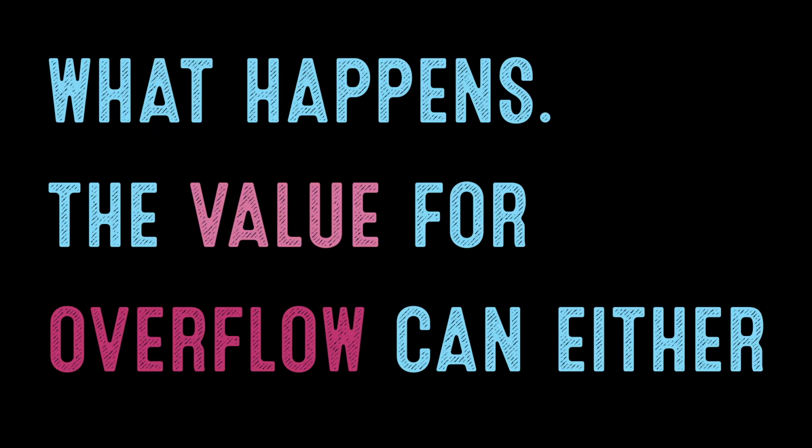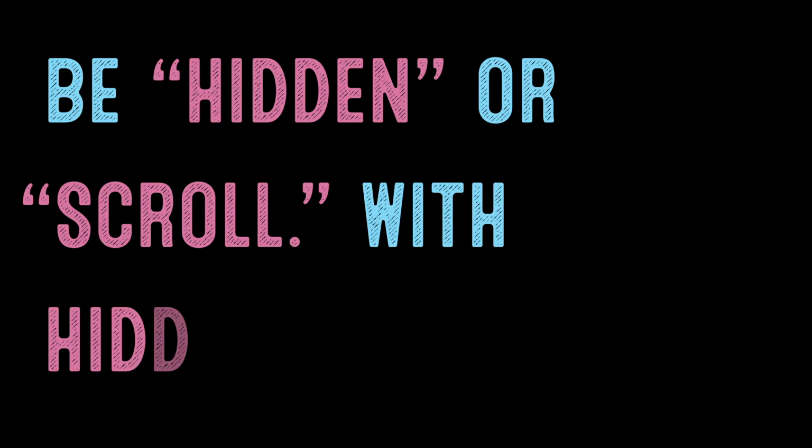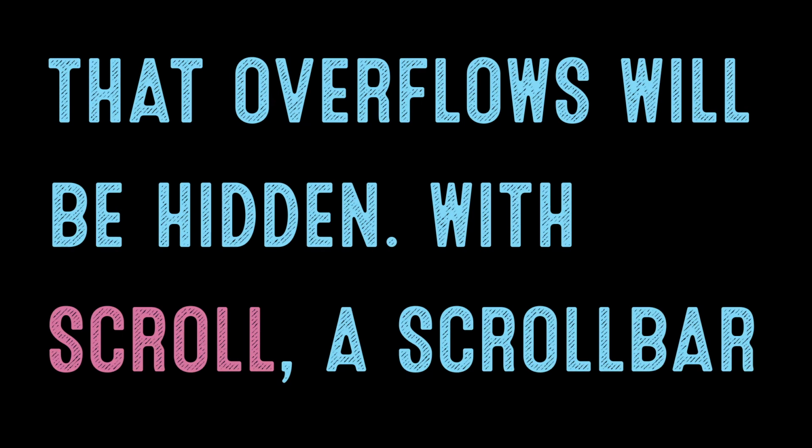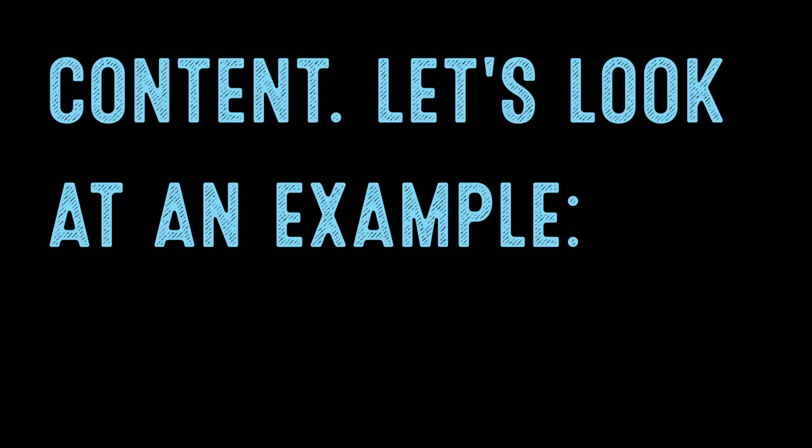The value for overflow can either be hidden or scroll. With hidden, any content that overflows will be hidden. With scroll, a scroll bar is added so that the user can scroll to see the missing content. Let's look at an example.